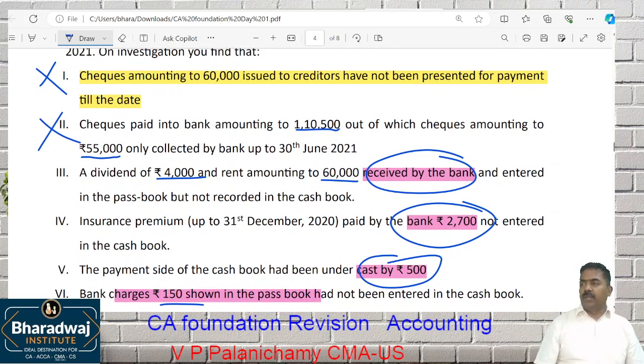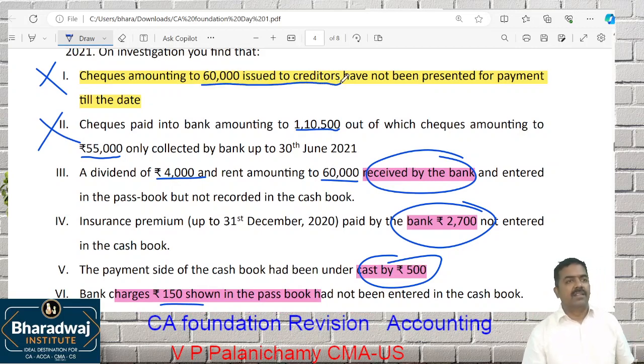What about point number 1 and 2? Checks amounting to 60,000 issued to creditors, have they been paid or not paid? Not paid. So it will not come in the amended cash book. It will come in the BRS only.